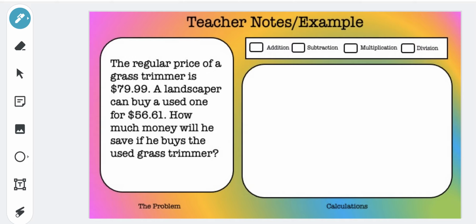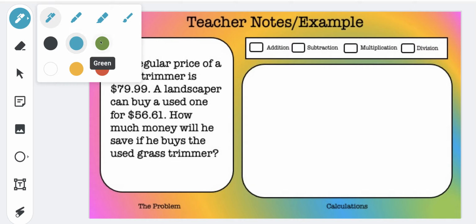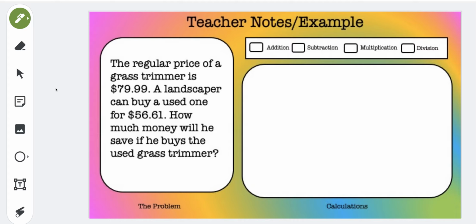Hey everybody, in this lesson we're going to solve three word problems involving decimals. Okay, so first of all, come over here and grab a pen and you can pick a color. All right, and just follow along with me.